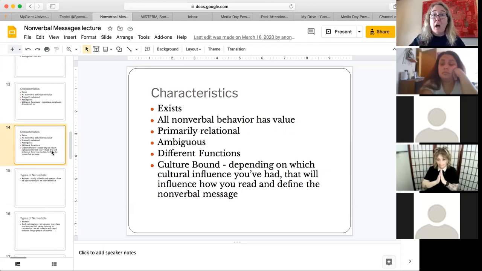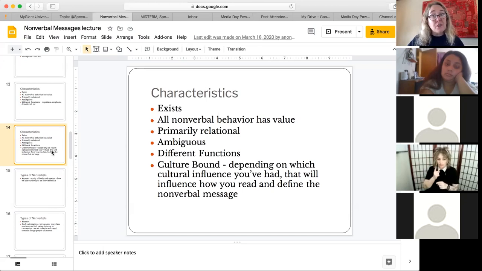And that's because of those values. It's because of the relational definitions that come through with nonverbal communication. And it's because it is so ambiguous and so unclear. So we really want to think about, are we giving the right message as we're communicating?